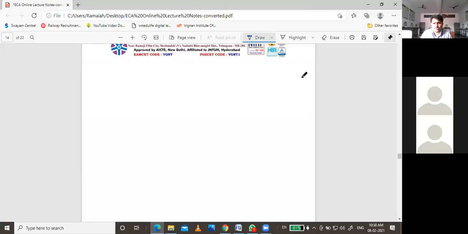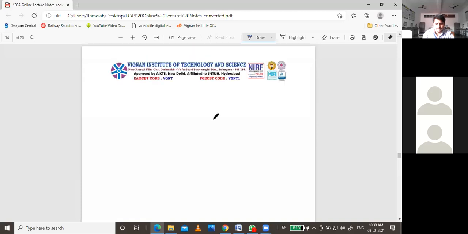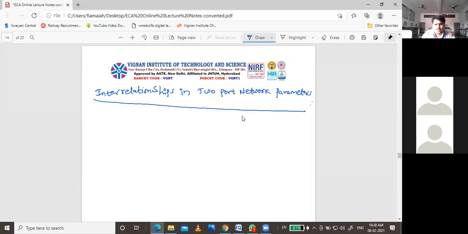Okay, so now let us start our today's topic, interrelationship. Interrelationships in two-port network parameters. Two-port network parameters. Okay, so first one is, let us say, first one.